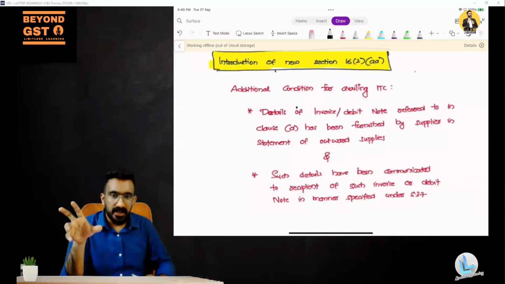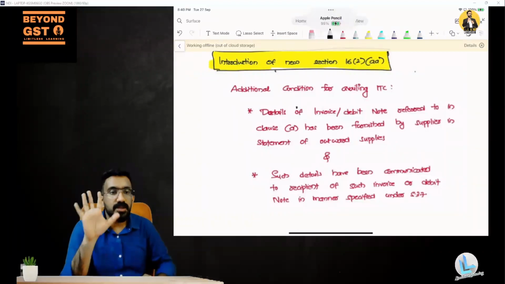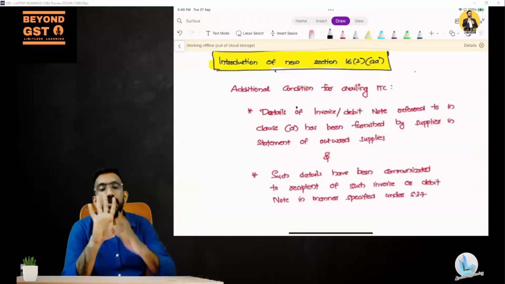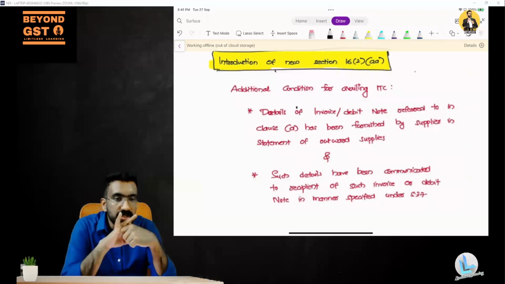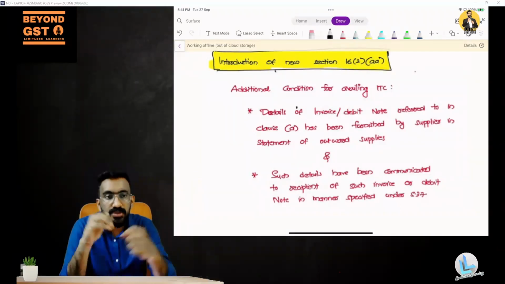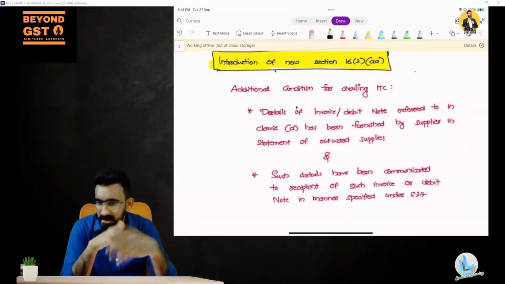They are saying there is this fifth condition you need to satisfy. Only in that month can you now take the credit. What is this fifth condition? Earlier we have 4 conditions. Condition 1, you should be in possession of the invoice. Condition 2, you should receive the goods or service. Condition 3, tax should be paid. Condition 4, you should mention this amount in the return under Section 39, which means 3B.